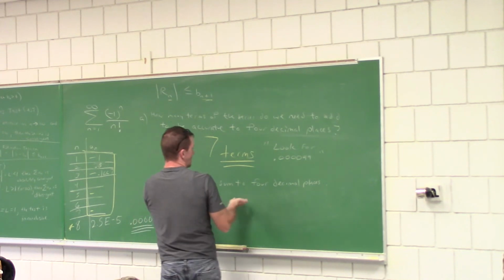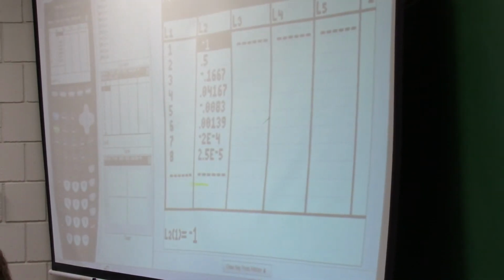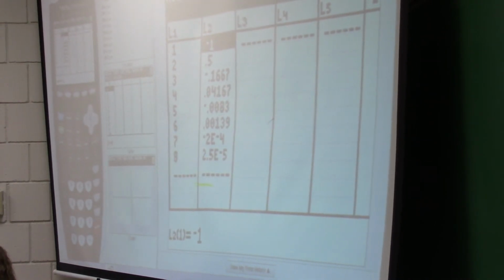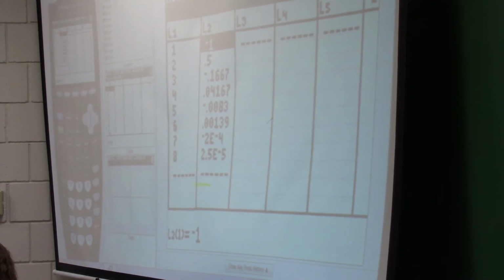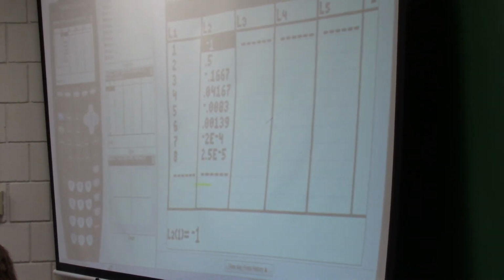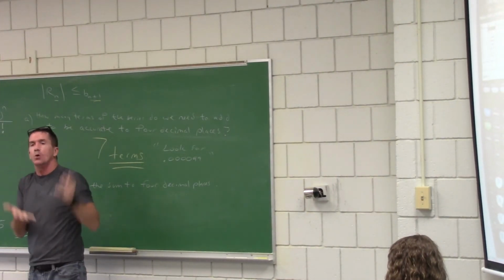And they want us to approximate the sum, so I'll go back to this. I'll make sure I got my negatives and positives this time, and I only have to add up the first 7, right? Hey, what if I accidentally leave that 8th term in there? Will I still be correct? I want to know that. Will it still be accurate? Yeah, the more terms you add, the more accurate it gets, right? We're just saying you only have to add this much.